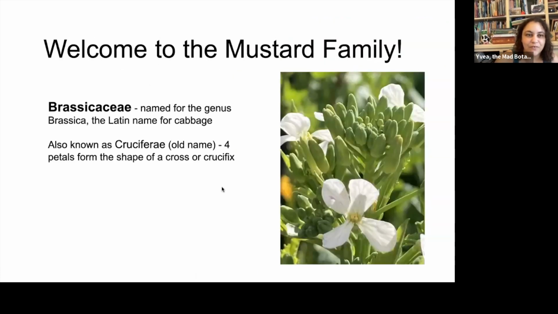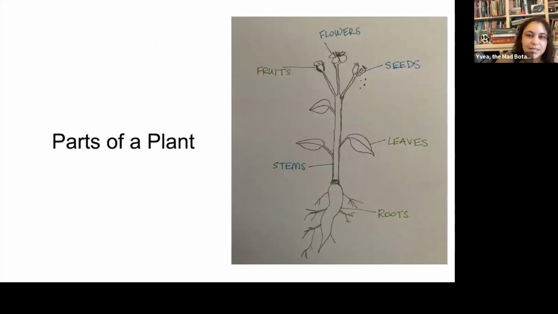So now that we've introduced our family, we're going to go on to see if the screen will move. Sorry, sometimes it takes a second. Come on, you can do it. Yes, here we go.